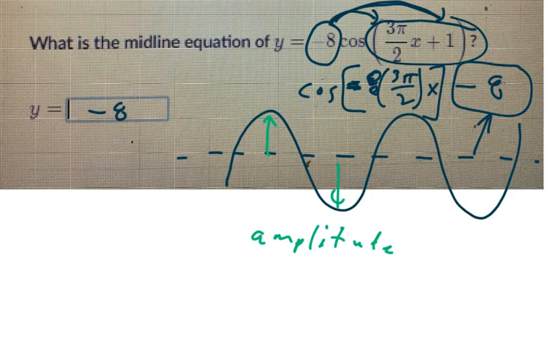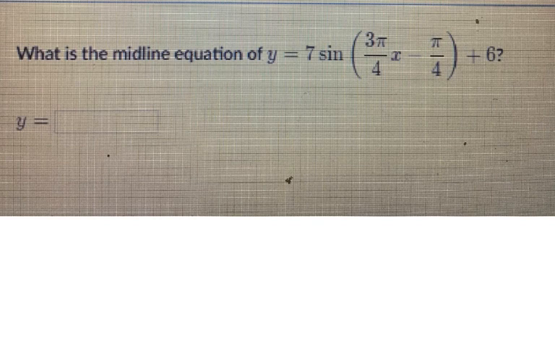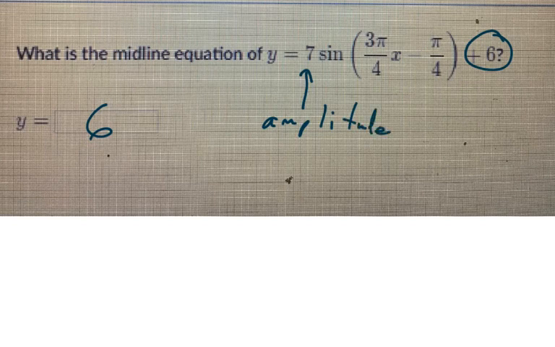Let's go on to the next one here. Notice the number at the end is +6. Guess what? Our midline is 6. It's that simple. By the way, the 7 is my amplitude, right? That tells you how big the wave is going to be. All this in here, guys, by the way, is going to help determine the shift of the function. All right?